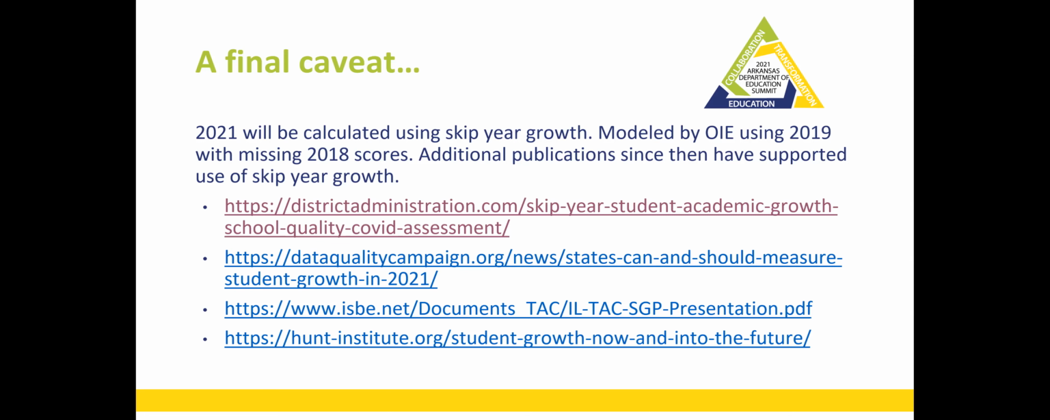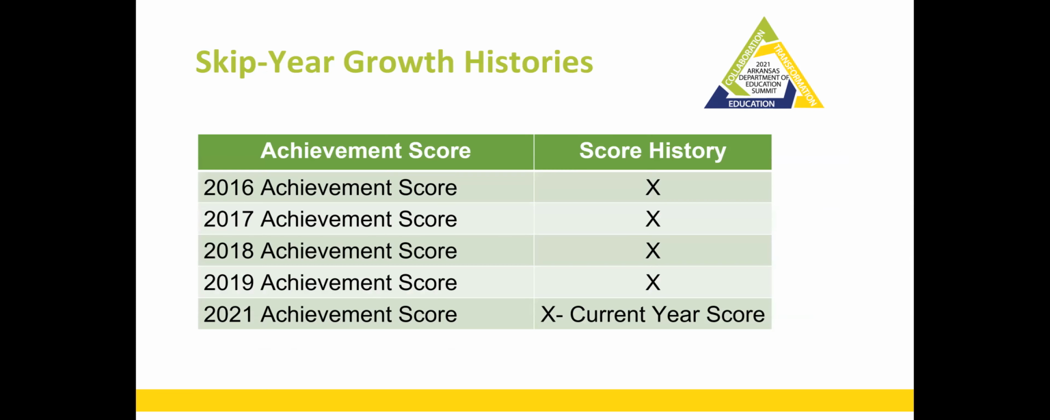The information you're going to get is intended to inform you about where your kids are. And this information is critically important. This information will help you to understand what happened. This is a table that shows you that we'll be using all scores that are available from 2016 through 2019 to estimate where we expect students to be in 2021. And that's how we're going to run the model.